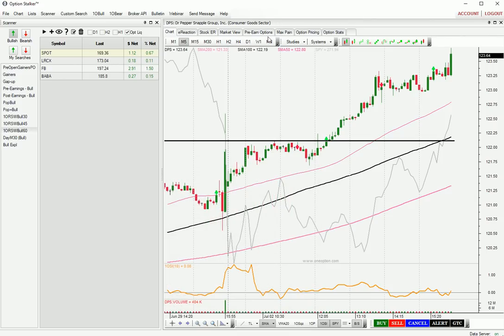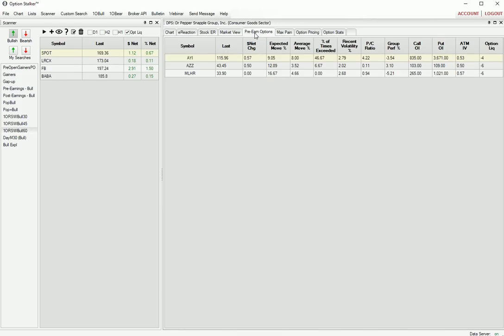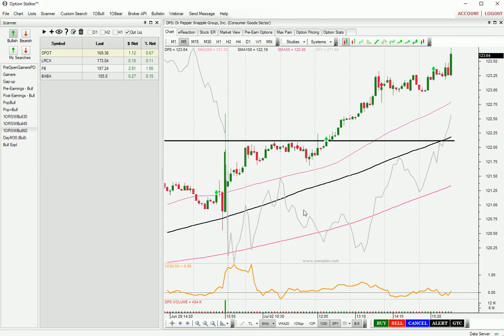But I'll also show you that in the platform, you can see pre-earnings options. These are the companies that are going to be announcing earnings today after the close or tomorrow before the open. You can see the expected move, the average move, the times that the expected move has been exceeded during the last 2 years, option liquidity, at the money implied volatility, call and put open interest. This platform has everything you need to make really good option trading decisions.